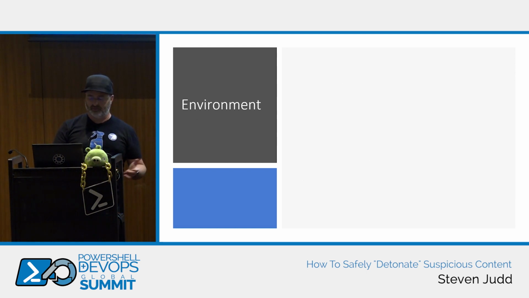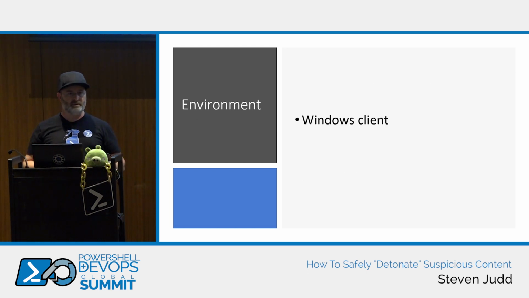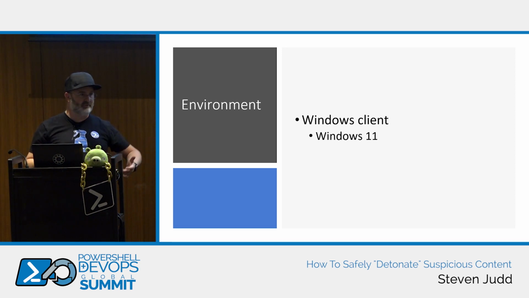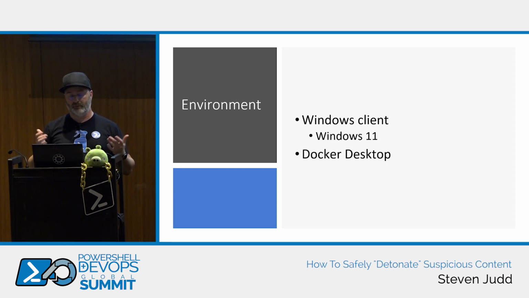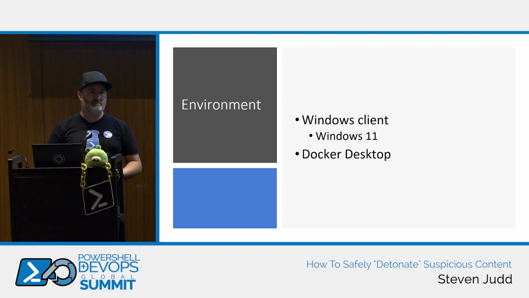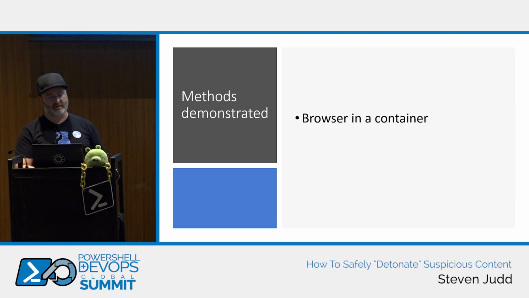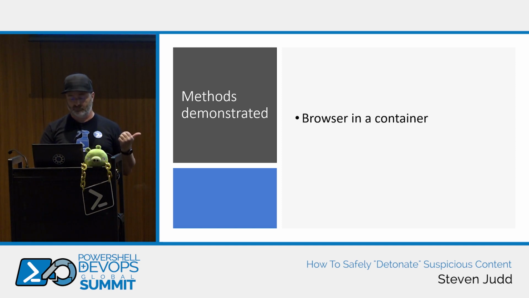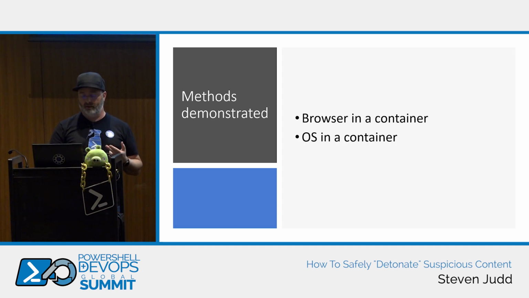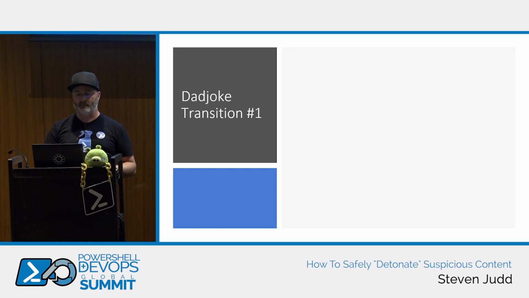The environment I'm going to be working from is basically my laptop. I'm going to be using Windows Client. Yes, it is Windows 11. I like it. And we're going to be using Docker Desktop because I'm going to be doing container work, because a container is a good way to make sure that bad things don't necessarily reach out onto your current host. Okay, methods demonstrated. We're going to have a browser in a container. We're going to have an OS in a container, and finally, we're going to end up with a VM image. That's what we're going to be talking about.